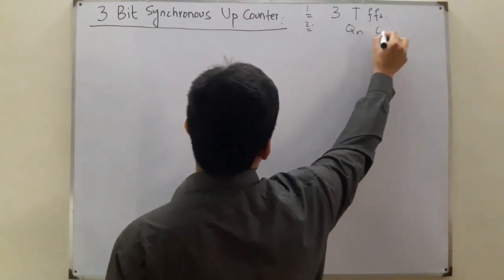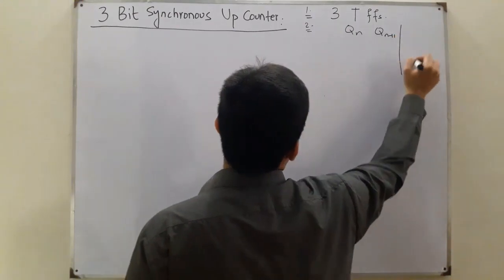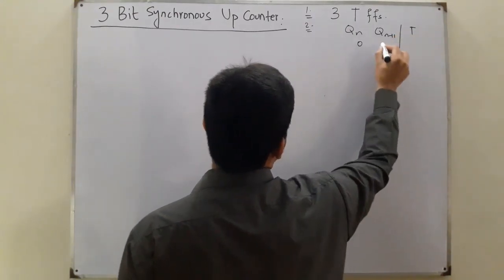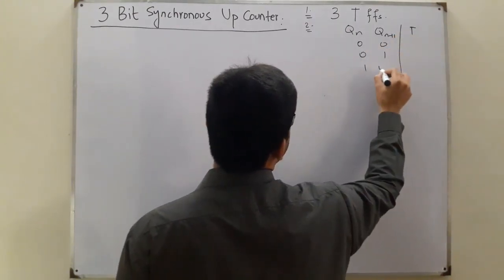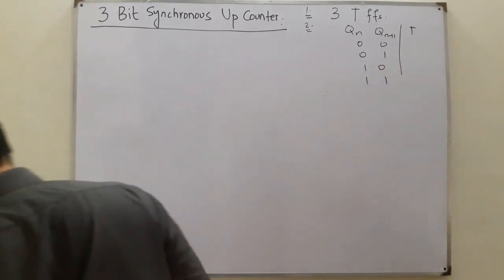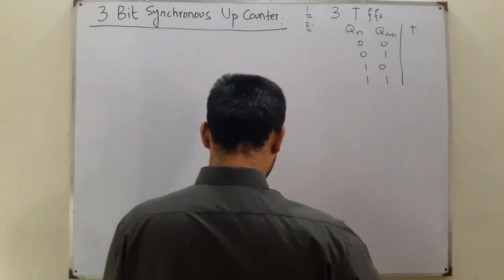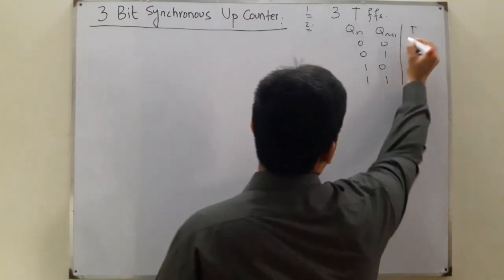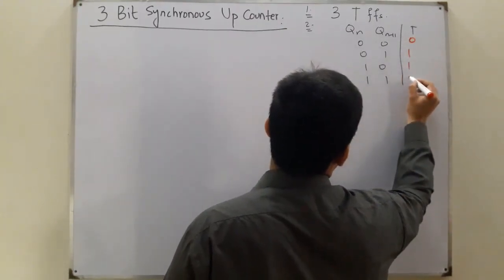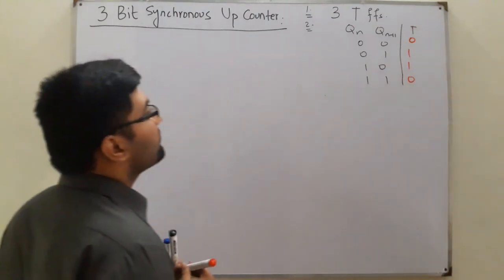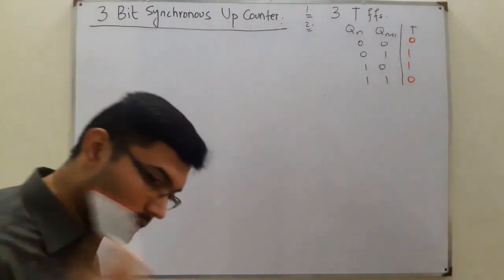The second step was the excitation of the T flip-flop. So you have Qn, you have Qn plus 1, and you have T. So 0, 0, 0, 1, 1, 0, 1, 1. So T would be 0110. This is something you need to know from the previous knowledge. We have already made the videos on the excitation table of T flip-flops. You need to watch them first.